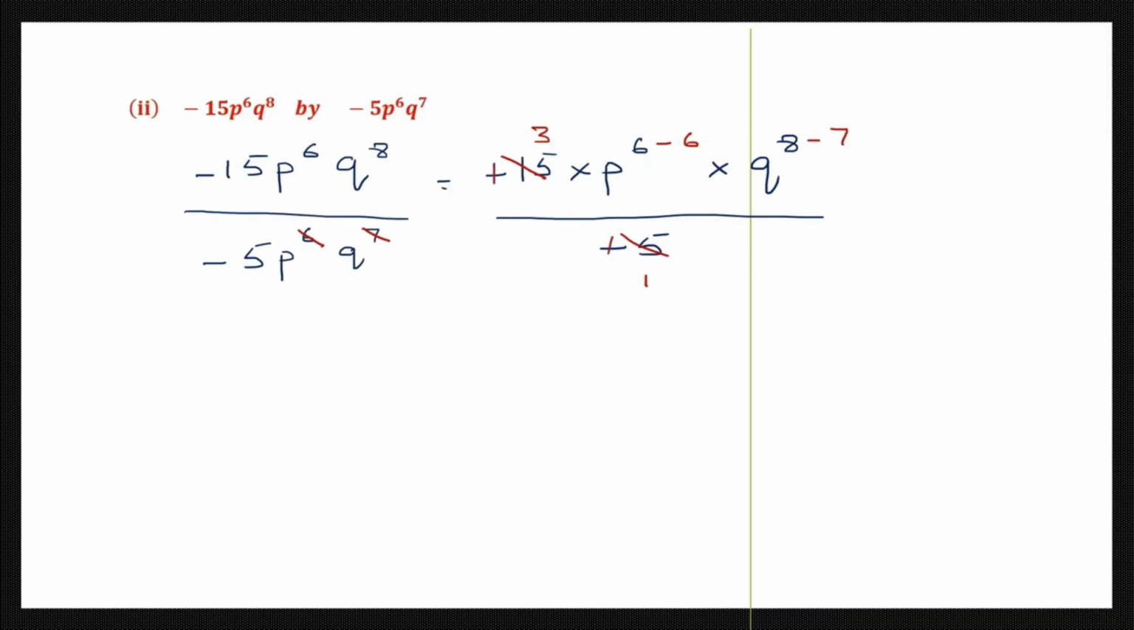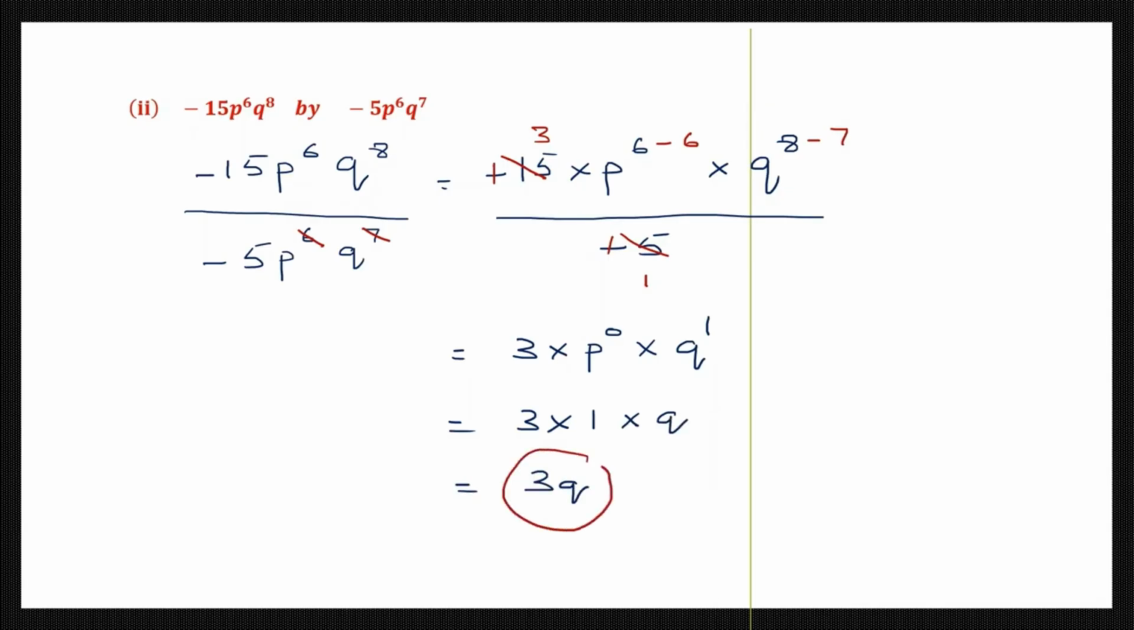So let's see what we have now. 3. Now p to the power of 6 minus 6 is 0 into q to the power of 8 minus 7 is 1. Now 3 into p to the power of 0, anything raised to the power of 0 is 1, into q. So the answer here is 3q. This is our final answer, 3q.